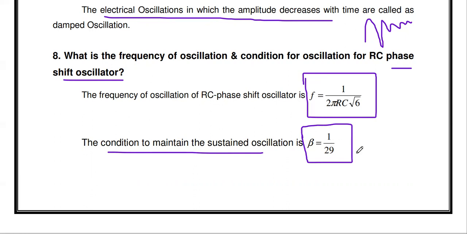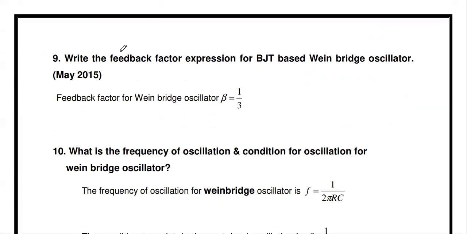Okay, beta is 1 by 29, or the gain of the amplifier is greater than 29. So this is the condition for maintenance of oscillation in RC phase shift. And the next question: write the feedback factor expression for the BJT based Wein bridge oscillator.